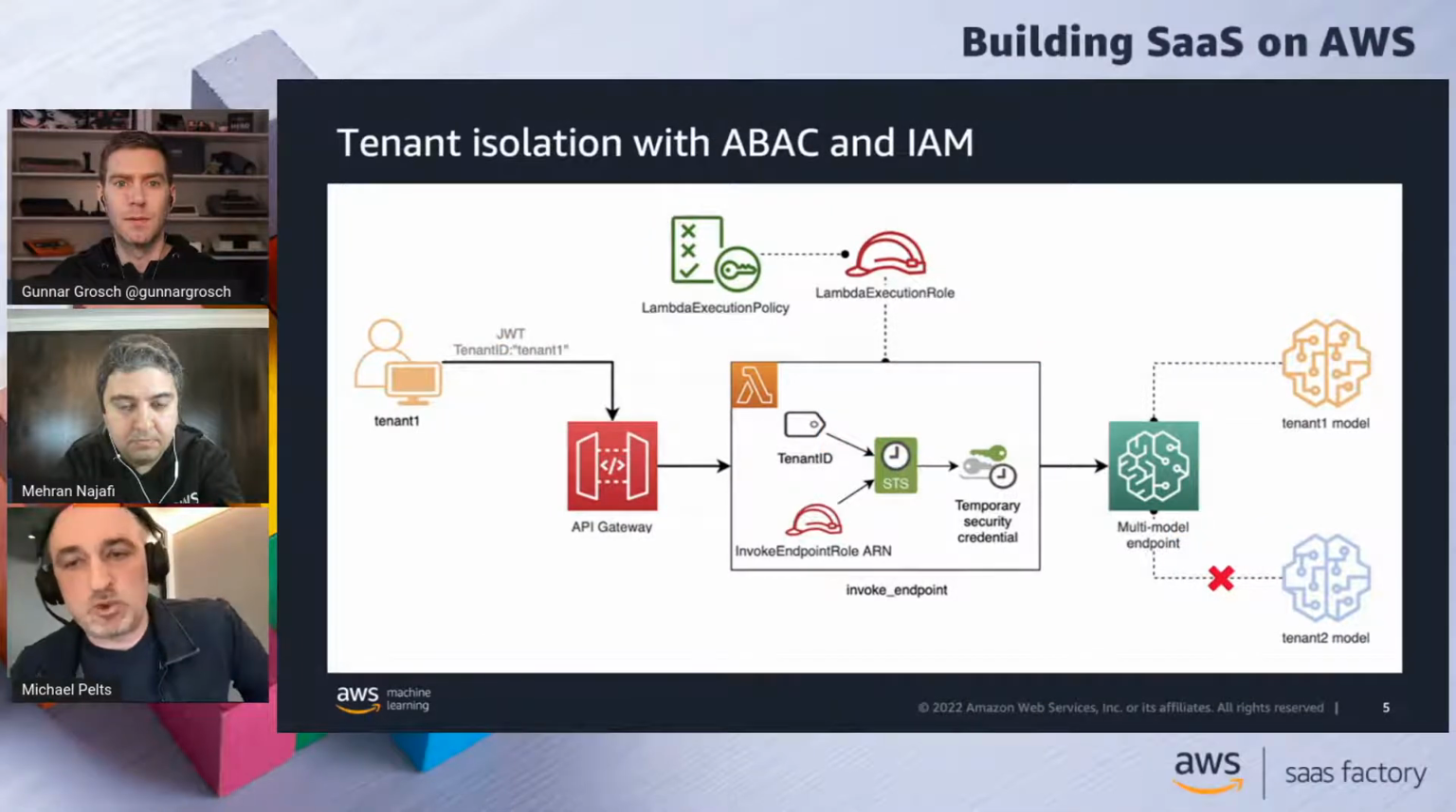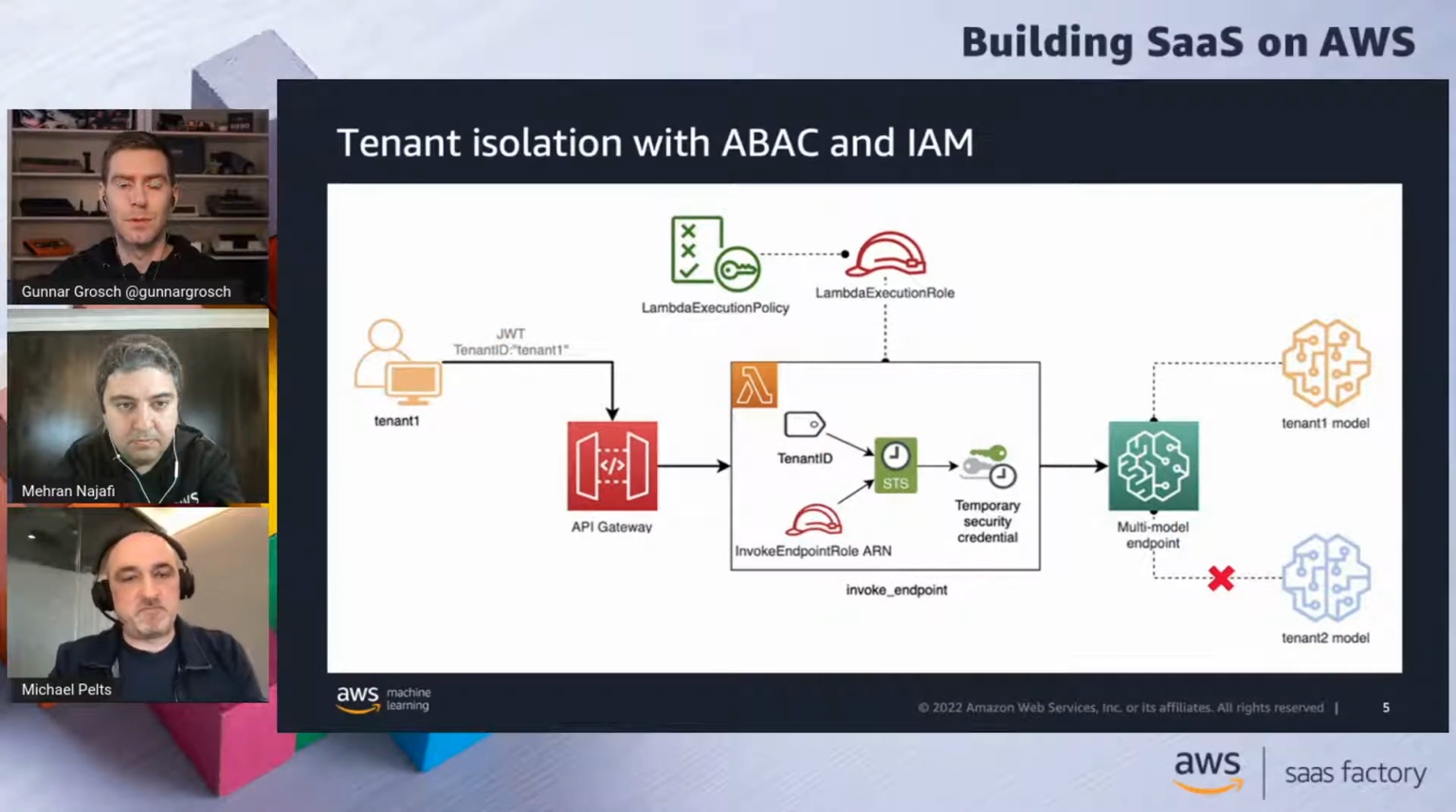So let's zoom in on what's happening in the Lambda. That's basically the same slide as before. We are zooming in on the Lambda. The Lambda execution role has a parameterized IAM policy attached with tenant ID variables. We'll take a closer look at it in the demo, by the way. So very soon we will see a live demo of this. These variables are replaced by IAM with the actual tenant ID when invoke endpoint is called.